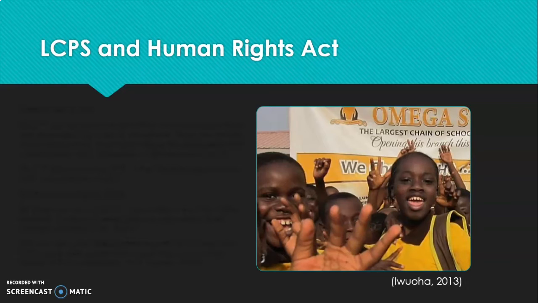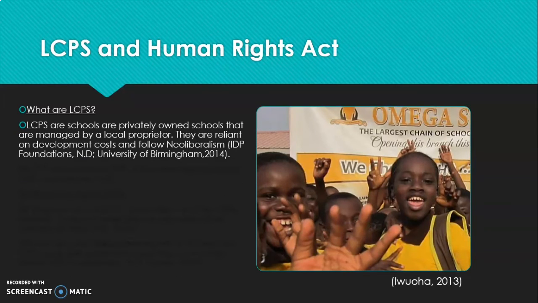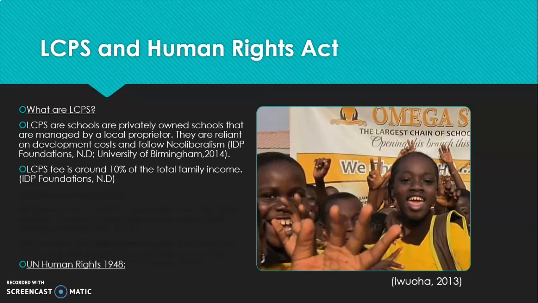Low-cost private schools and the Human Rights Act. Low-cost private schools are privately owned schools that are managed by a local proprietor. They are dependent on development costs and carry out a bottom-up approach to follow neoliberalism to attract and retain students. The low-cost private schools offer low fees, and in Ghana, it is around 10% of the total family income. Therefore, this contradicts the UN Human Rights Act.